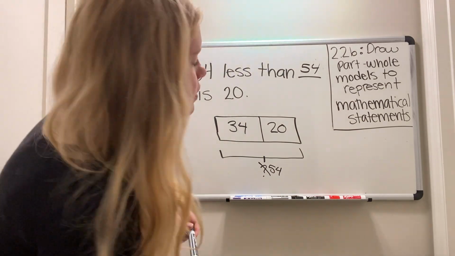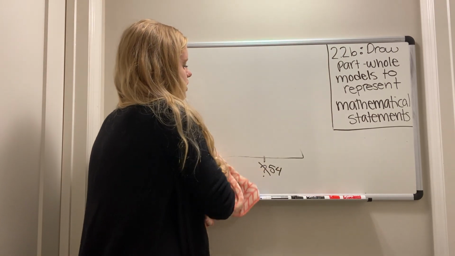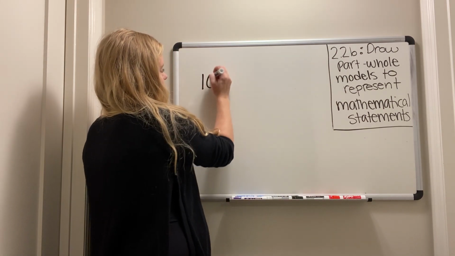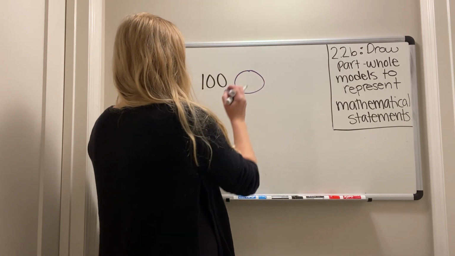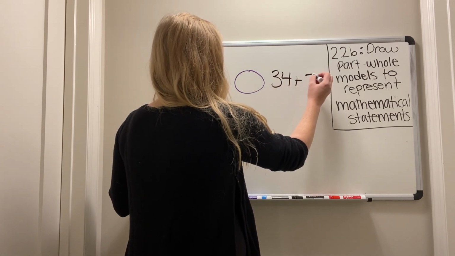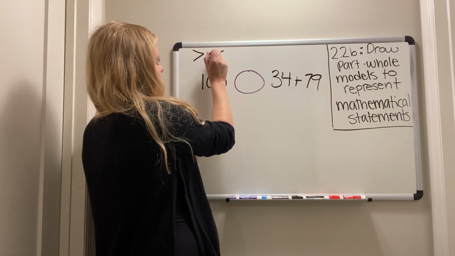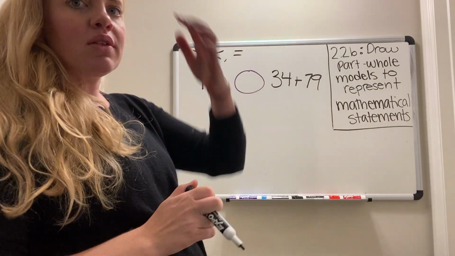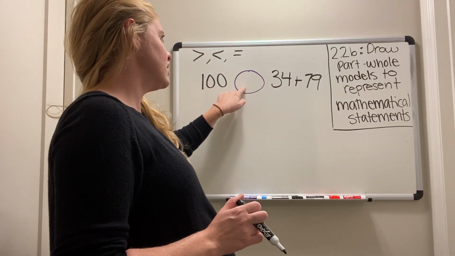All right, now there's a few other things I want to go over on today's homework that you might need some help with. There's a lot of questions that look like this. 100, then there's a circle, and there's something like 34 plus 79. Now you need to put a greater than, less than, or equal sign in the middle. But the tricky part is that first you need to actually solve this before you put anything in here.